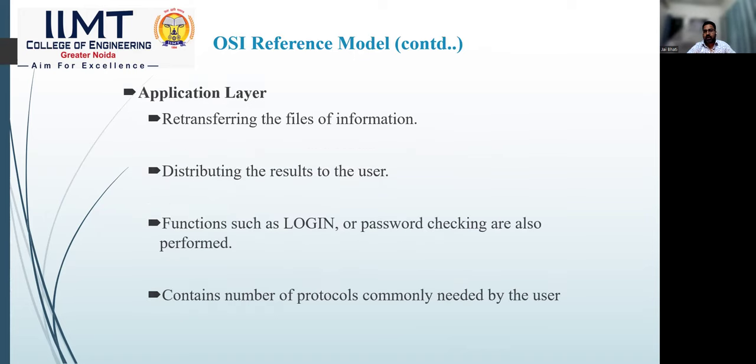The last one is the application layer, through which the user interacts with the computer network. It transfers files of information. It is also responsible for distributing the results to the user, and functionalities like login or password checking are also performed in this application layer. It also contains a number of protocols that are needed by the user for network communication.